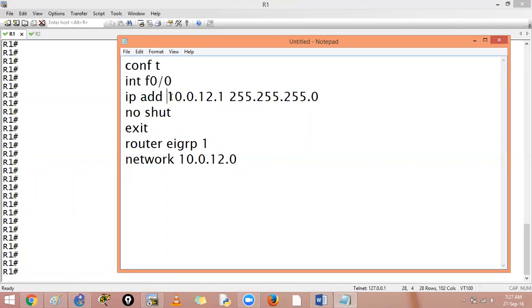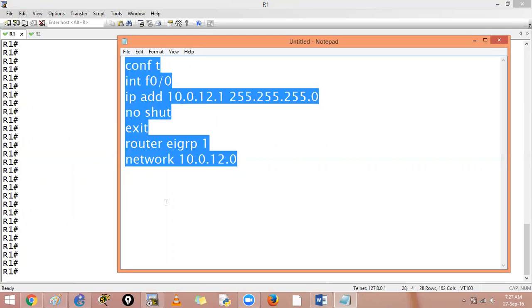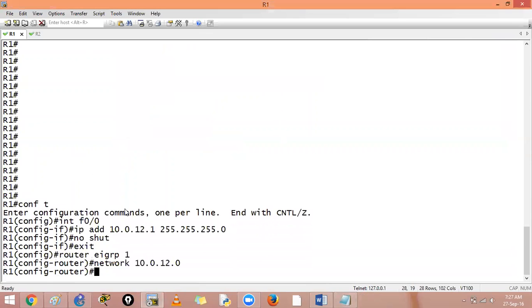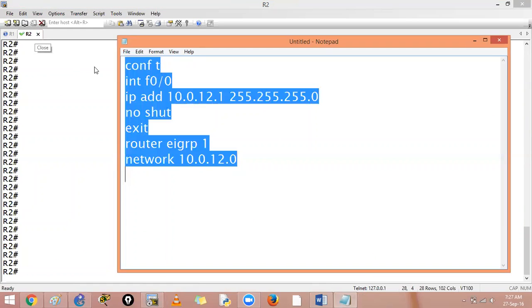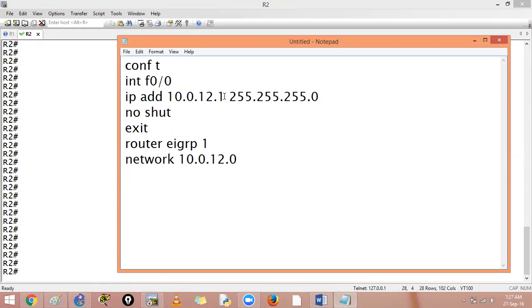So why did I take 10.0.12? Because between R1 and R2, it is the 12 network. Simple to understand. So let us copy this and paste it on router R1, and let us paste the other config on router 2. It will be 12.2 and the rest is all the same. The autonomous system should be the same. If I mistakenly use a different one, the neighborship will not come up.